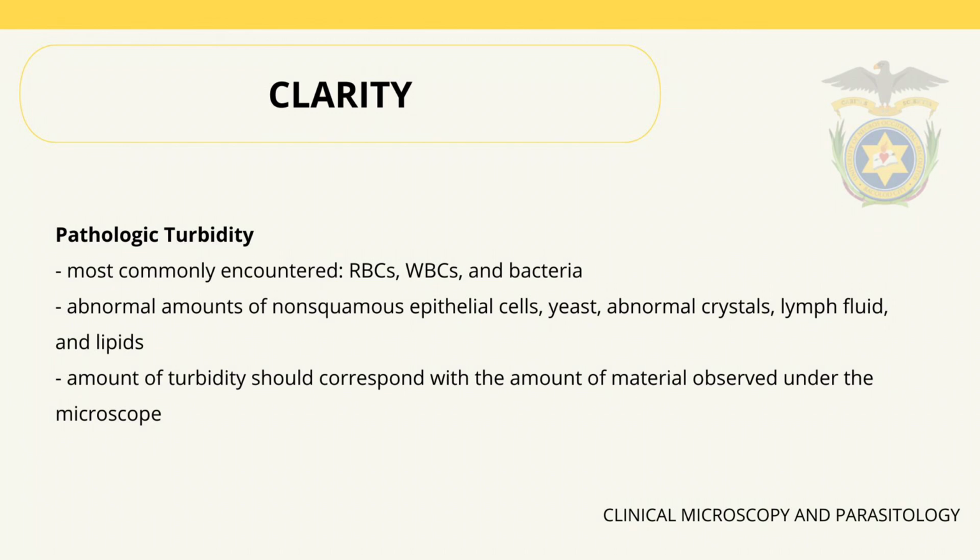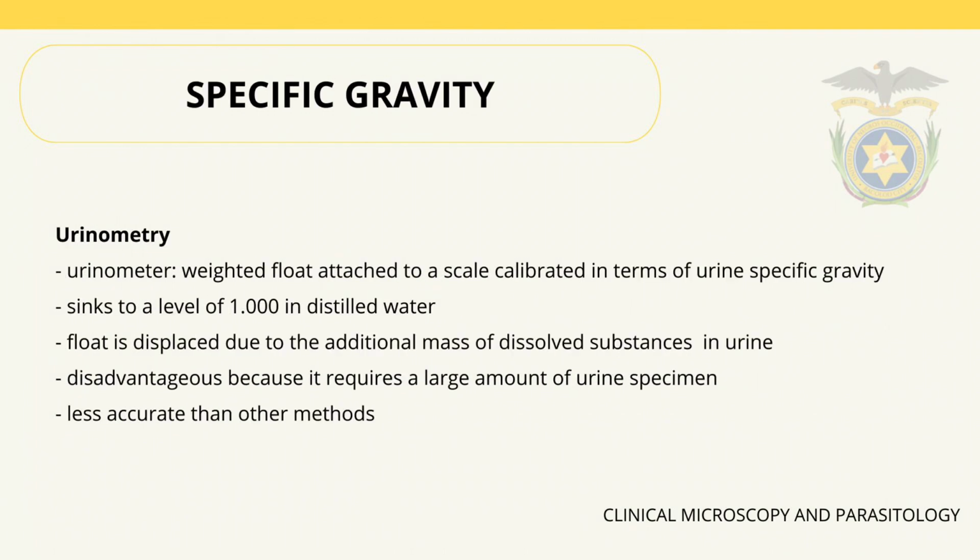Next is the assessment of specific gravity, which is done with urinometry with the use of a urinometer. A urinometer is a weighted float attached to a scale calibrated in terms of urine specific gravity. A urinometer usually sinks to a level of 1.000 in distilled water, and it floats when it is displaced due to the additional mass of dissolved substances in urine. The only disadvantage is that it requires a large amount of urine specimen, which is usually inconvenient to collect, and this is less accurate than other methods.